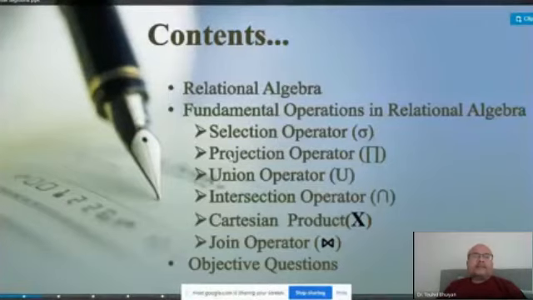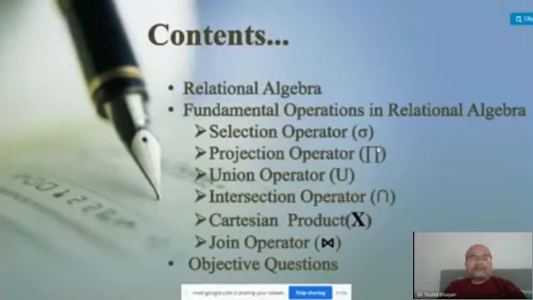After that, you write project. Project is represented by a symbol which we already know, pi. All of you know pi, right? In mathematics, we know pi. So we draw a symbol like this. This symbol is used for the operation project.